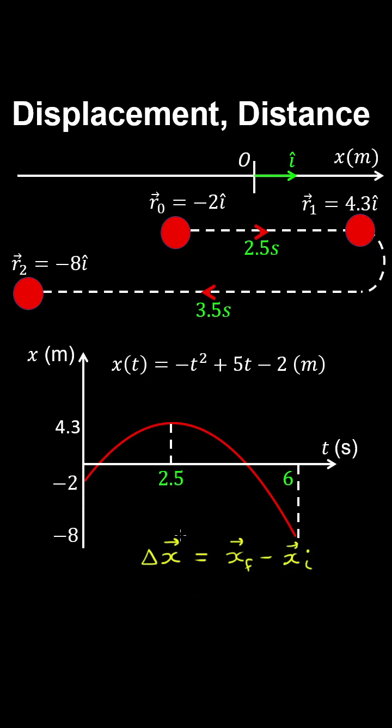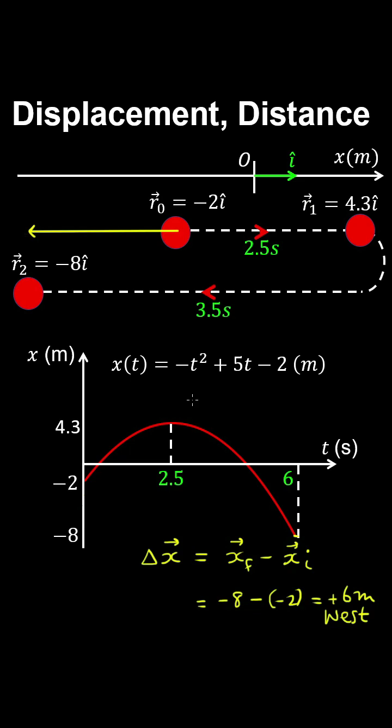So for example, between 0 and 6 seconds, the displacement of the particle is minus 8 minus the initial position, so what we get is minus 6 meters. So effectively the particle is displaced 6 meters to the left. And we can put a positive 6 meters and write west, or to the left.